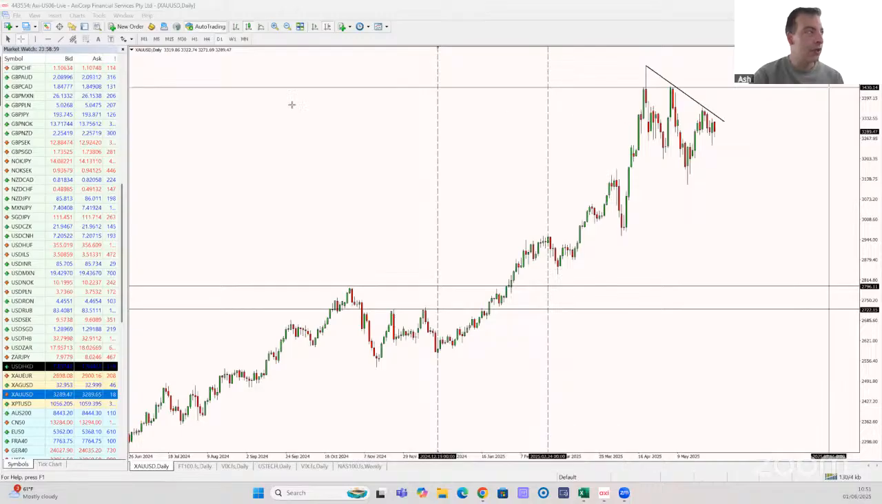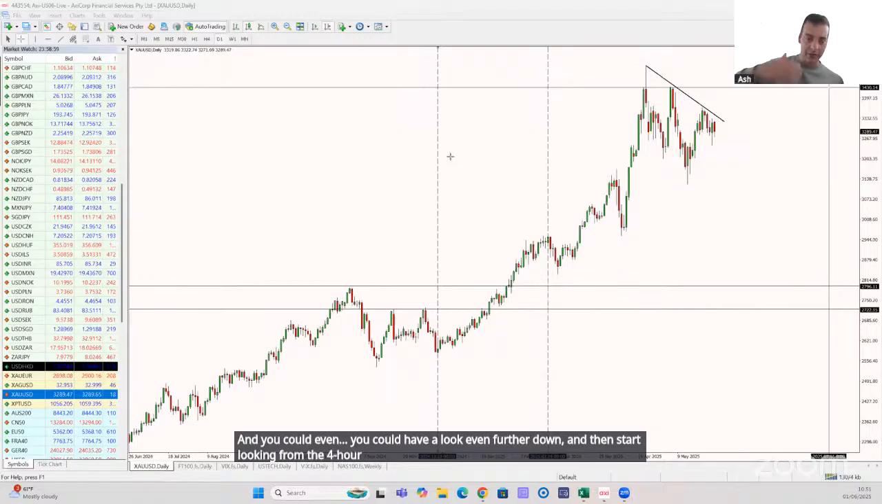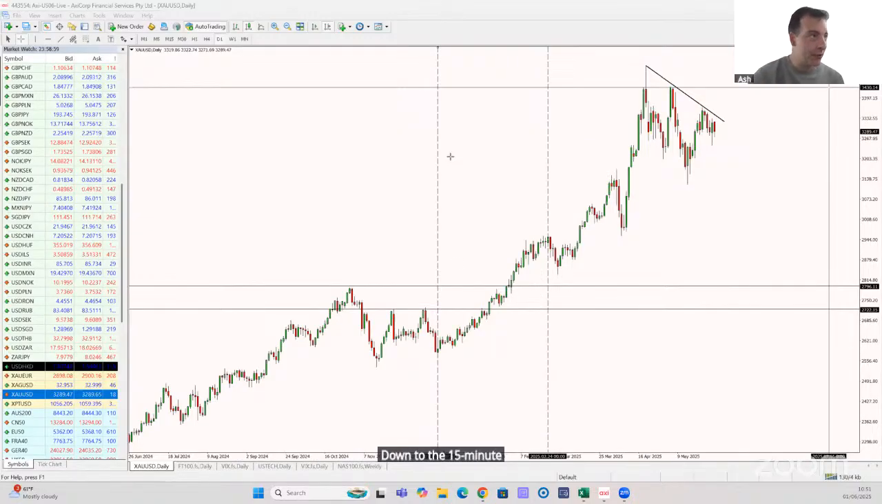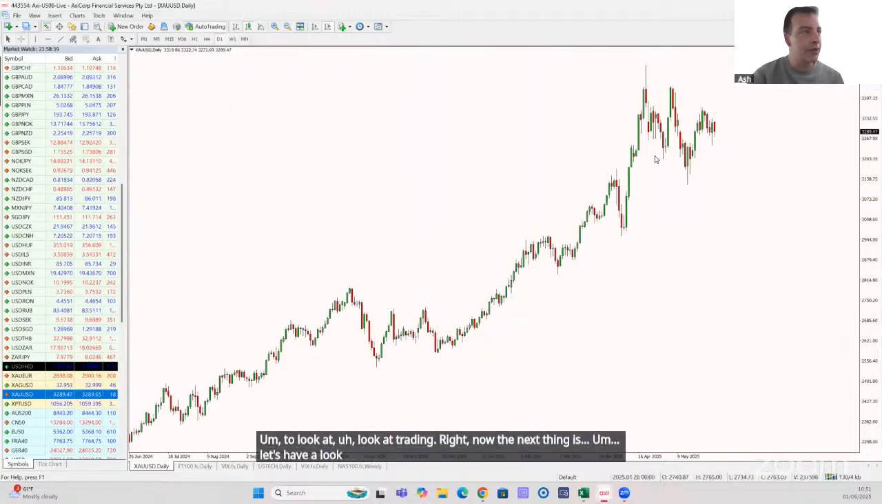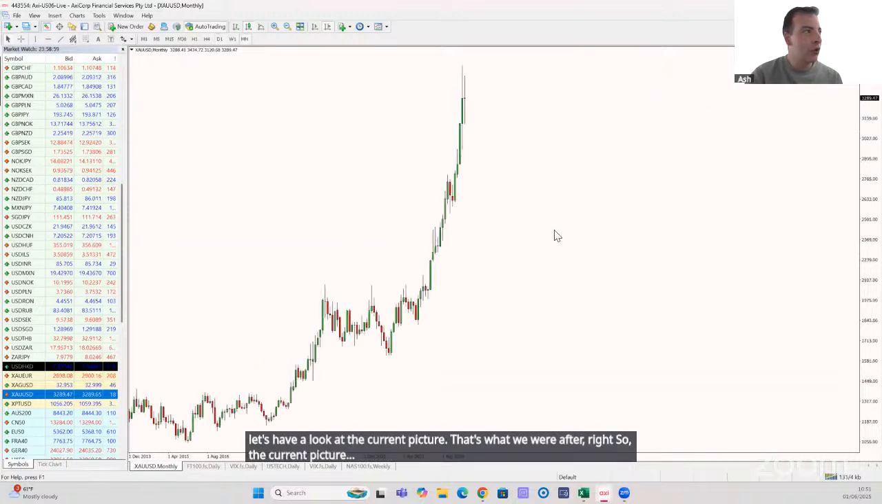And you could have a look even further down and start looking from the 4 hour down to an hour, down to the 15-minute chart and everything else. But you've got a really strong area there to look at trading. Right, now the next thing is, let's have a look at the current picture. That's what we were after, right? So the current picture. Always start with a monthly.